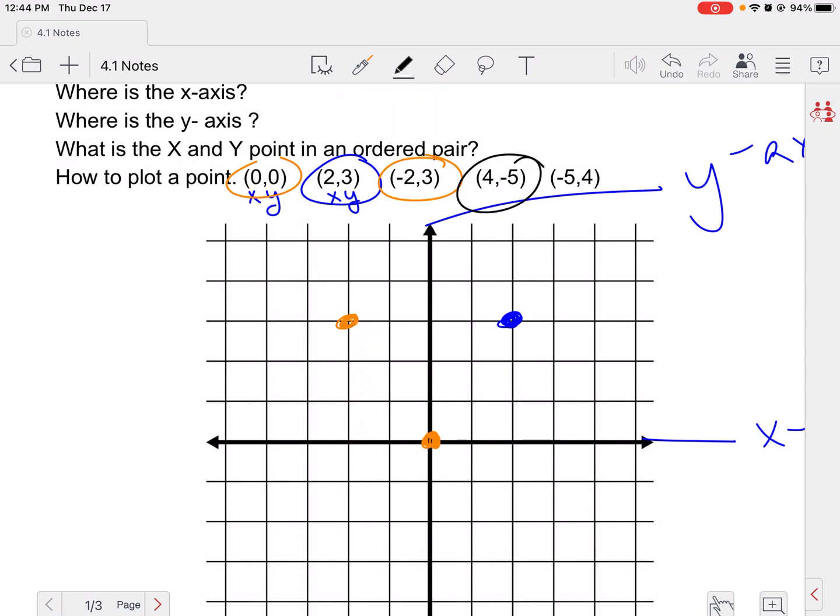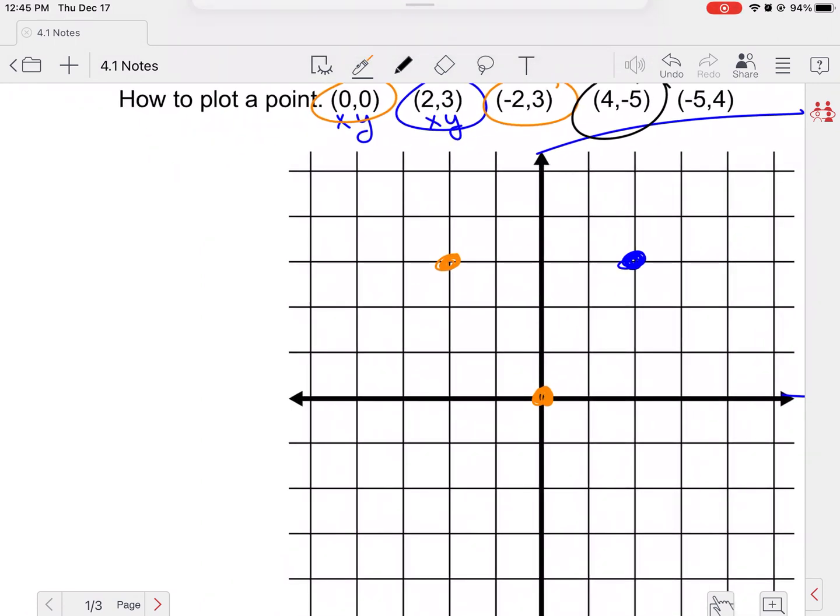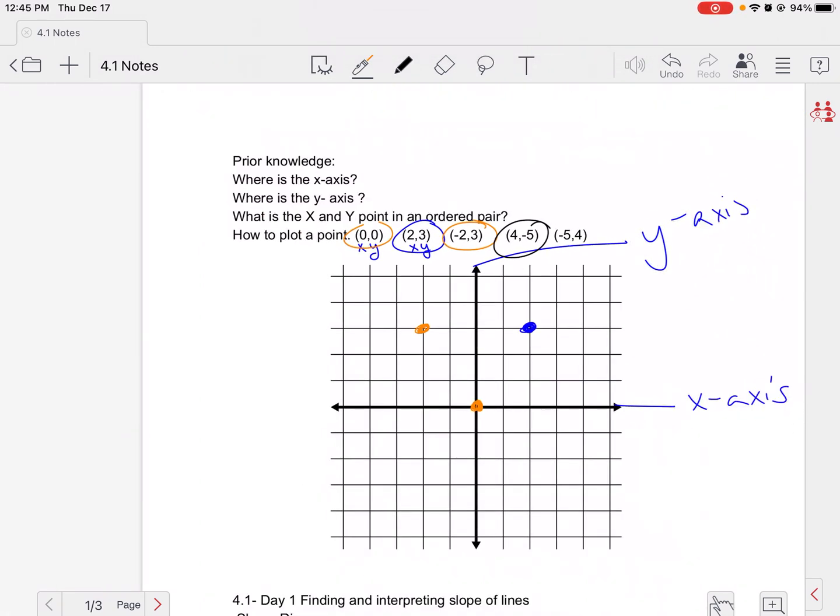And then 4, negative 5. Again, that's a positive 4 in the x direction and a negative 5 in the y direction. So we're going to go down 1, 2, 3, 4, 5, and plot my point there. And then for our last point, we're going to go negative 5 in the x direction, so 1, 2, 3, 4, 5, and then we're going to go up 4, 1, 2, 3, 4 in my y direction.